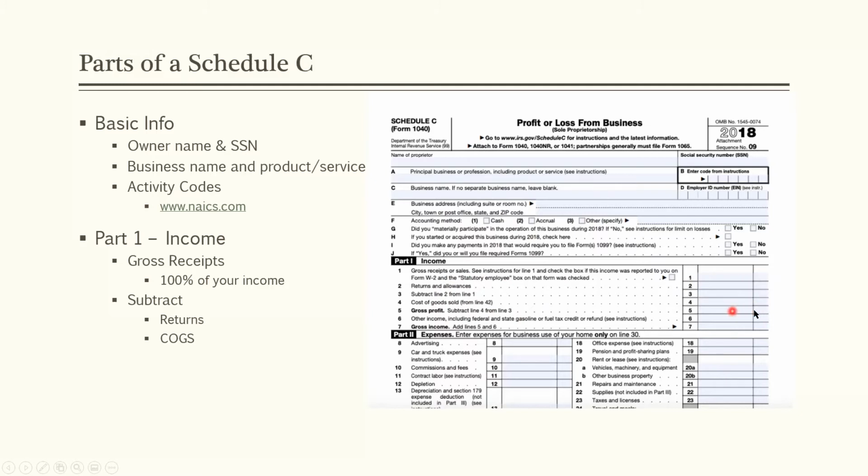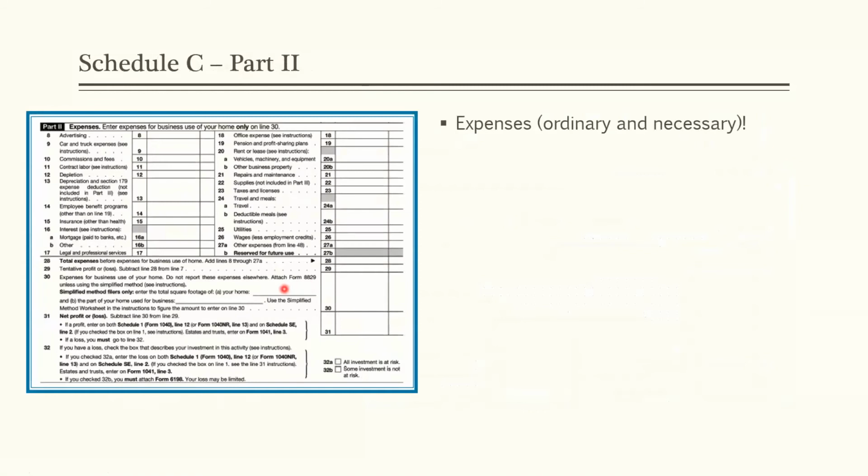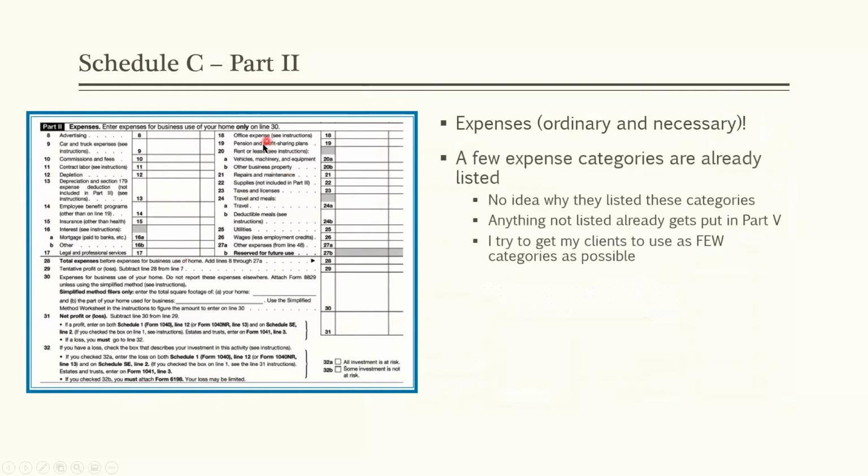And this is where we start. Once we subtract the cost of goods sold, we start with this number here, and that's where we'll start subtracting our expenses from. And then on part two, we have all of our expenses. This is where you list all of your expenses. They have some general categories that they listed here. I don't know why they picked some of these categories, but you know, depletion doesn't show up on very many tax returns at all, but it's a separate line item here.